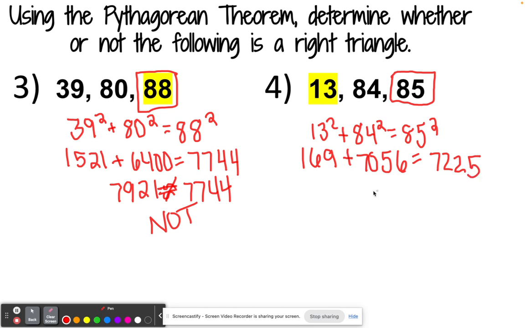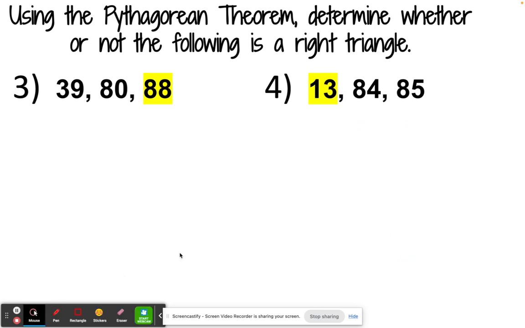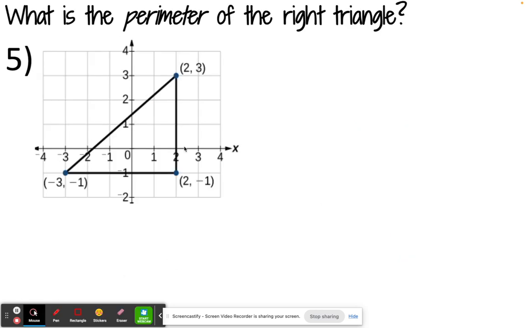Well, if I add these up, I actually get 7,225. And that does equal 7,225. So yes, this is a right triangle. Okay, now we want to find the perimeter of this right triangle.